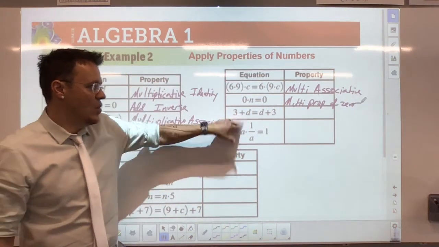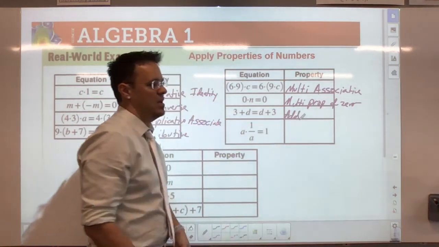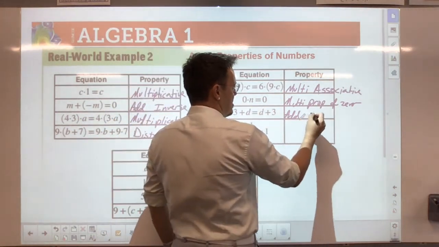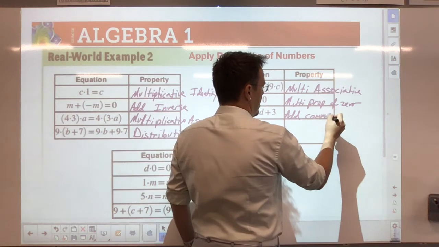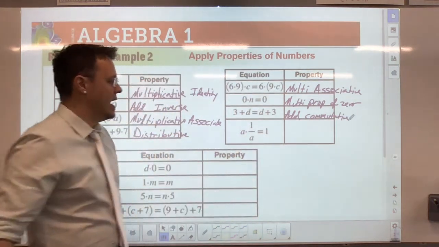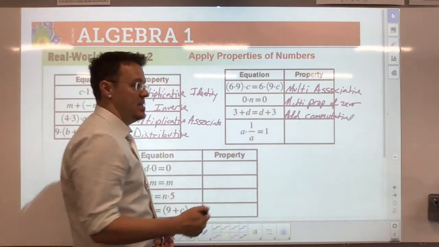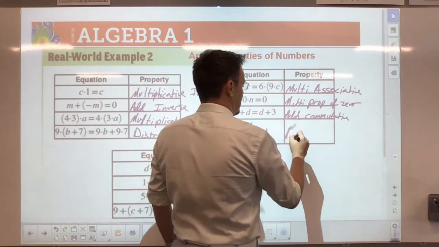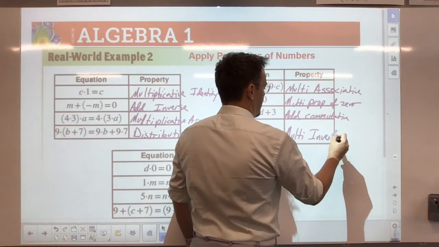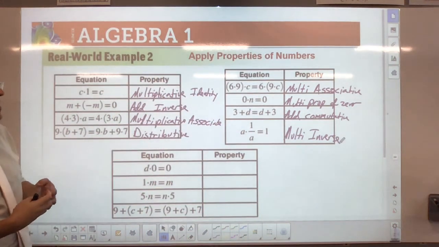Now we have addition again. So we know we would want to start with additive, or I'm just going to put ADD. And then what is this? When you guys are looking at it, you're just rearranging it, so it's commutative. And then the last one here, a times 1 over a equals 1. That is the multiplication inverse.